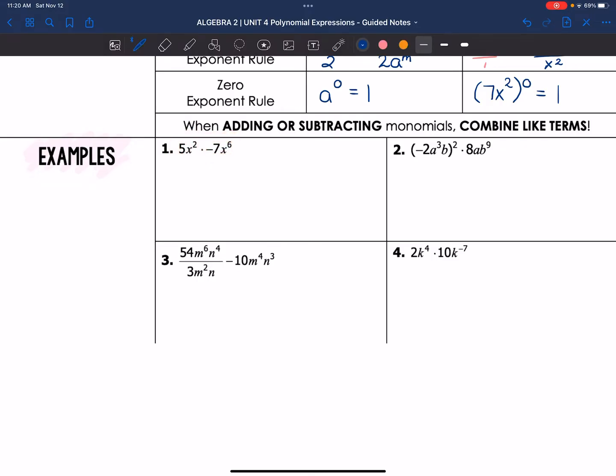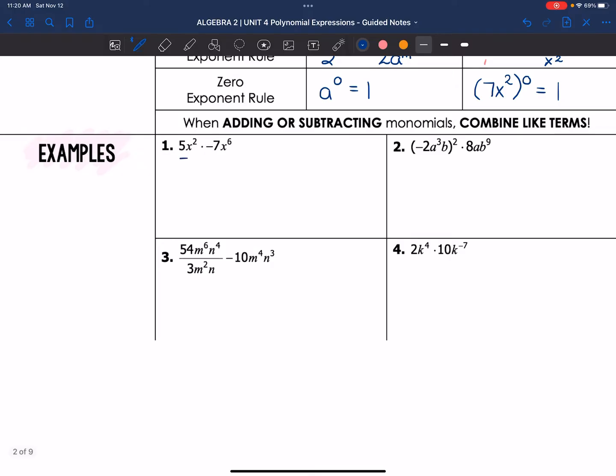And so what we can do is think about rewriting this as 5 times, I'm going to put it in parentheses because that looks better, negative 7, and then that's x squared times x to the 6. I've just rewritten this using my commutative property of multiplication. Now the 5 times that negative 7, that's going to be a negative 35.